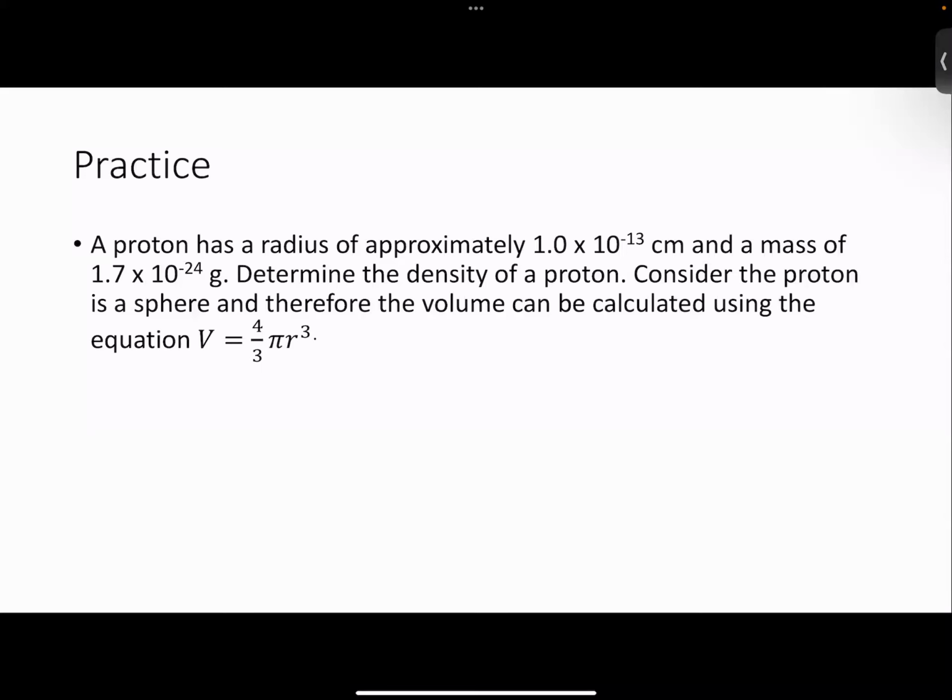So in this particular case, we have been told the radius of this sphere. We have been told the mass of the proton. We have been asked for the density. If we want the density, density is mass divided by volume. We have the mass, we need the volume. And they told you that this is a sphere, so the volume is 4/3 pi r cubed, where the r is 1.0 times 10 to the minus 13 centimeters.